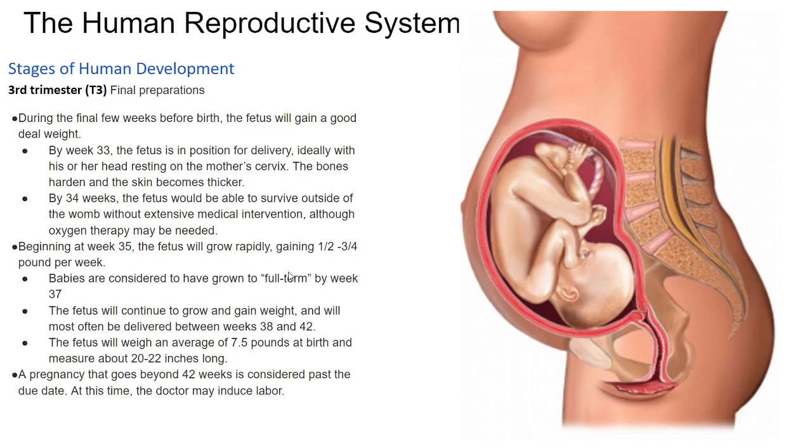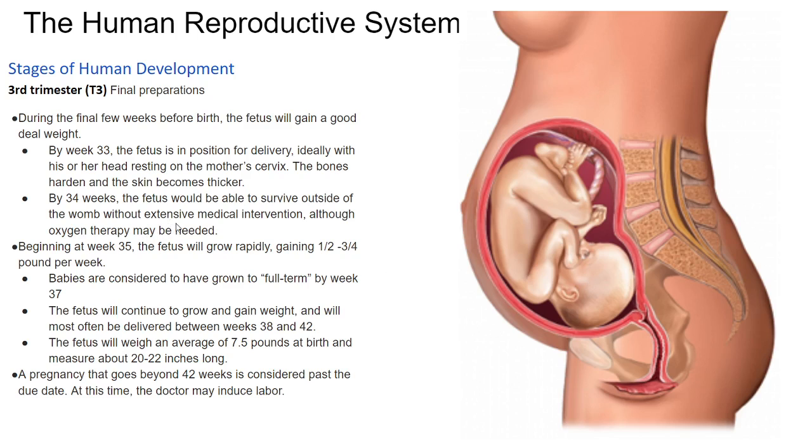And here, of course, during the final third trimester, week 33, the fetus starts to work its way into the position like this. It's upside down, and it stays that way for almost 2 months. Can you imagine being upside down for 2 months? It starts resting on the mother's cervix, which is this bone area here. The bones harden and the skin becomes thicker.